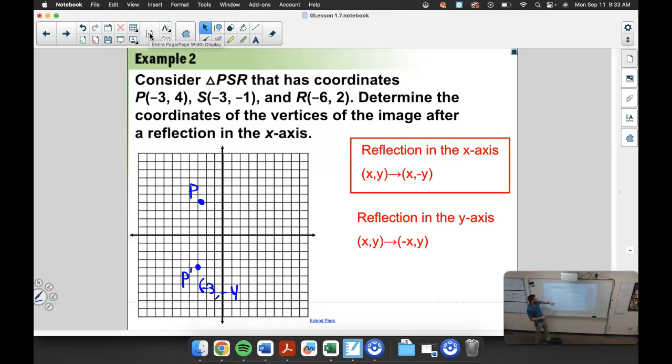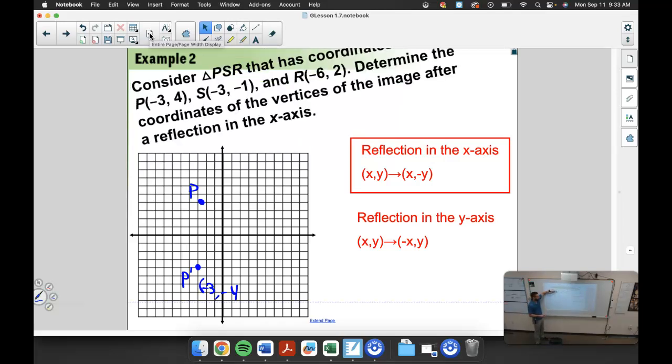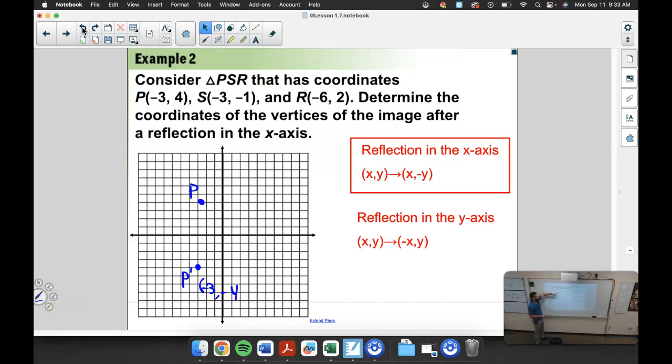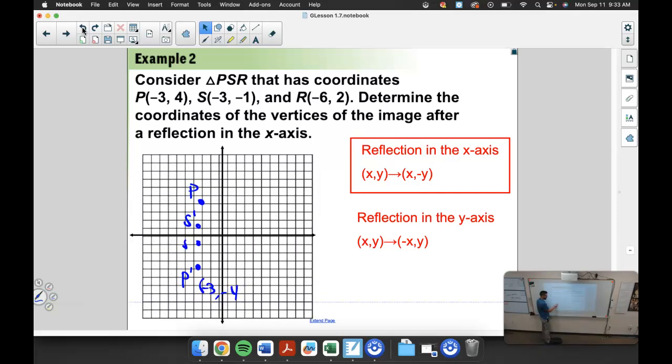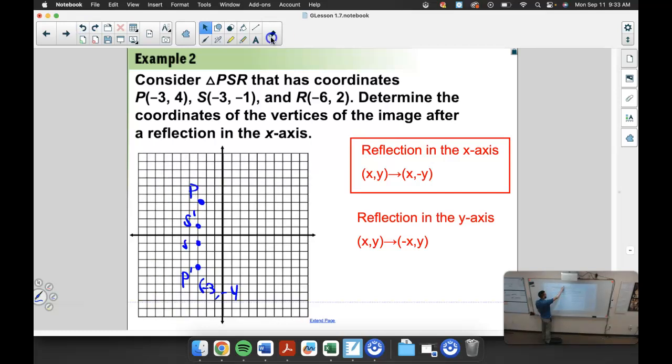So what would S prime be? Ooh, that was fun. Okay, (-3, 1). So -3, 1, 2, 3, +1. This would be S prime, as opposed to S, which would be here. I'm just going to draw the new one, not the old one. What about R, or R prime, sorry? Yeah, -6 and -2. And so you'd have a nice little triangle here.